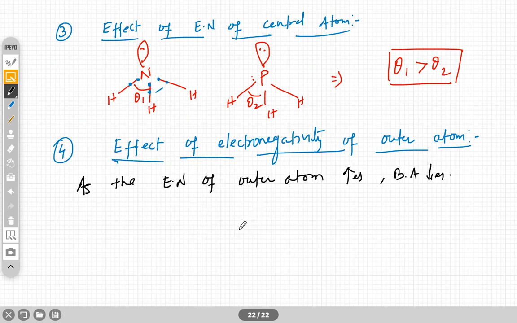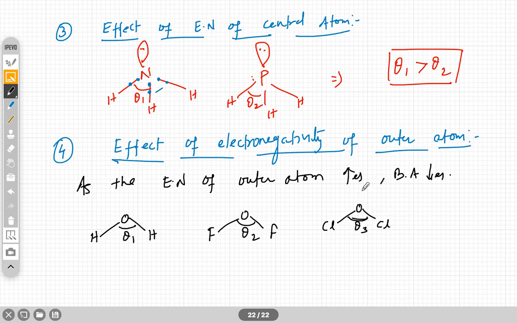But in this we have some exception that you must remember. In case of H2O, the bond angle is θ1. In case of F2O, the bond angle is θ2. In case of Cl2O, the bond angle is θ3. Right? This is an exception here. Here the order is θ3 is maximum, then θ2, and then θ1. Right? This is an exception you must remember.